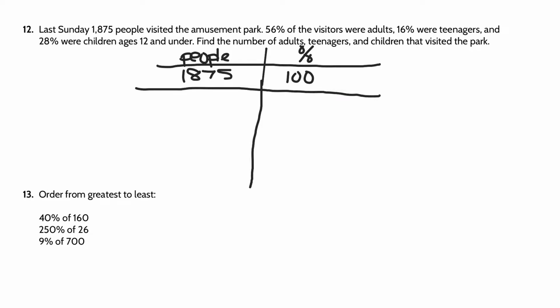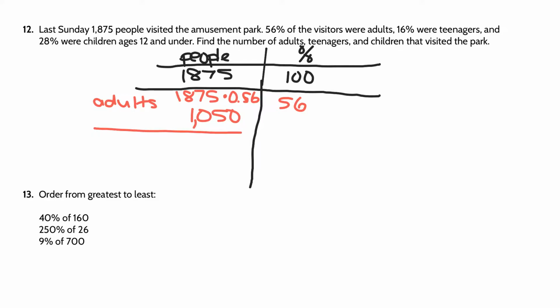With these being stranger percents, if we look at the adults first, we know the adults represented 56%. So if we were to take our 1,875 and multiply it by 0.56, that's the 56% as a decimal. 0.56 times 1,875 is 1,050. So there are 1,050 adults.